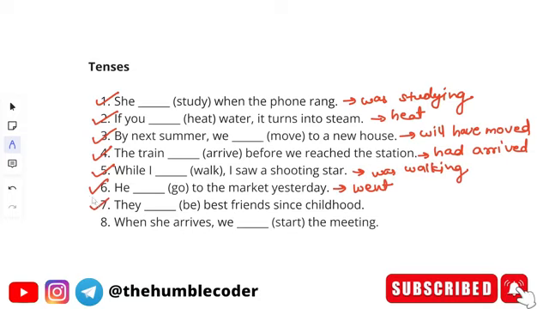Next question. They dash be best friends since childhood. The correct answer will be they have been best friends since childhood. Next question is when she arrives we dash start the meeting. The correct answer will be when she arrives we will start the meeting. Future tense basically. Hope you have understood these questions. Very easy. If you have practiced enough, I can very confidently say that you will definitely attempt these questions very well. Don't worry about it.